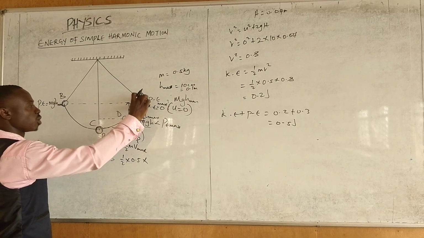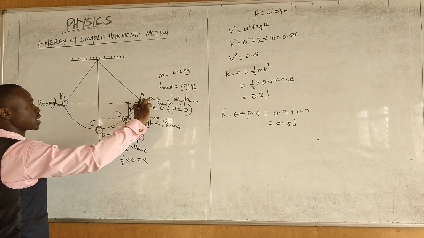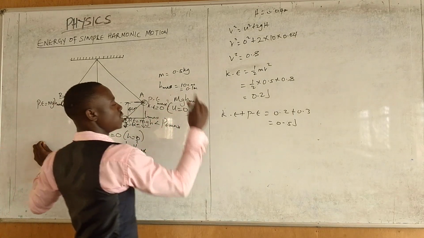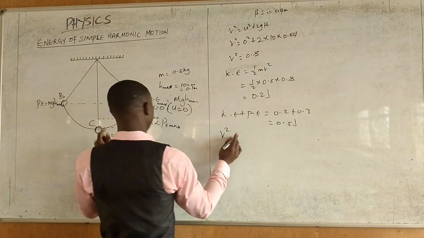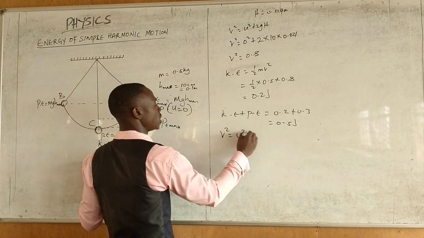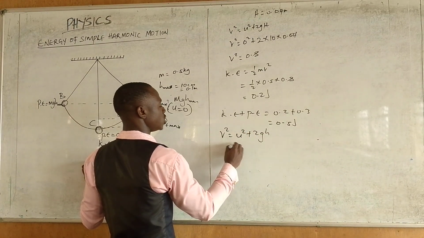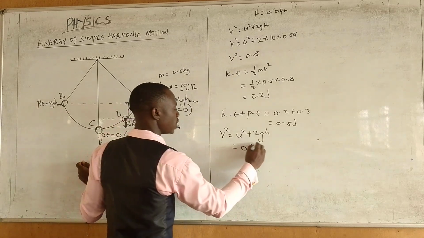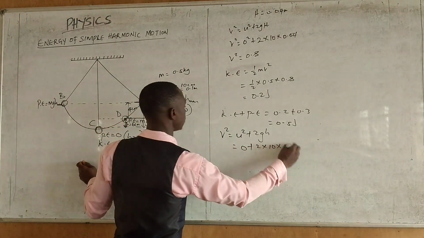So by the time the ball travels from here to here, it has traveled through what height? Through 10 centimeters, which is 0.1 meter. So let's calculate the velocity again. At the center, v square equals u square plus 2gh. That's 0 initial velocity, your object is falling freely, plus 2 times 10 times 0.1.